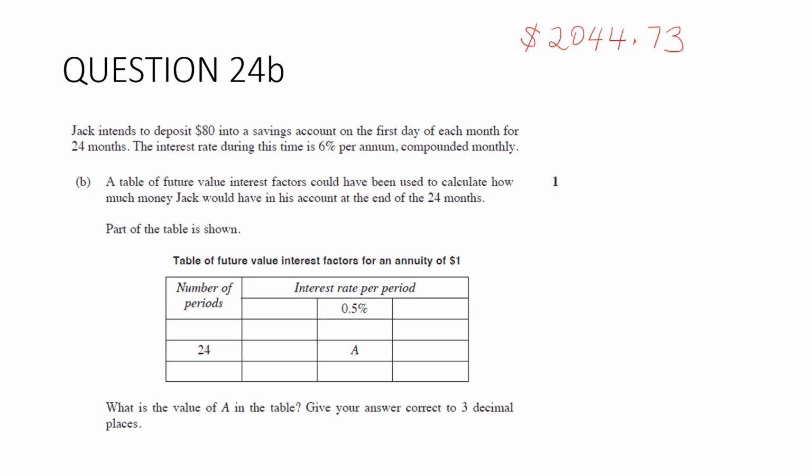So if we were using the table, then we would look up 0.5% for 24 months and we'd find this amount here and we'd multiply that by 80 because this is for an annuity of $1. So we know what it's going to amount to, so all we want to do is divide by 80 and that will give us the future value interest factor. So divide this by 80 and we want it to 3 decimal places, so 2044.73 divided by 80 is equal to 25.559.